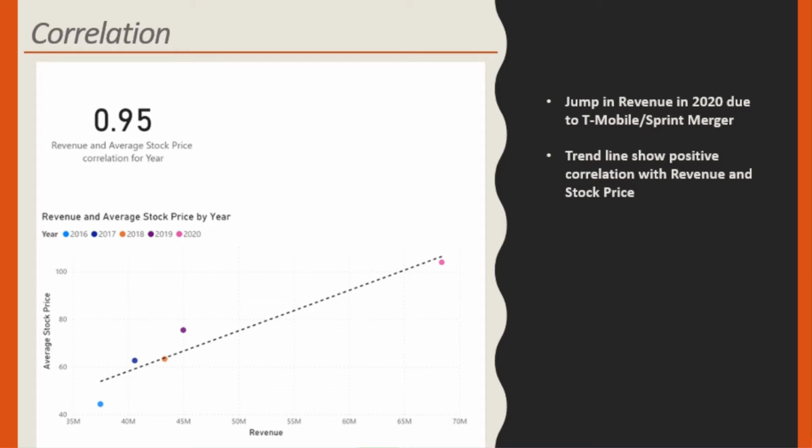This visual on the left-hand side was done in Power BI. Using a quick measure statistic, you can calculate correlation. You can see a strong correlation here between the average stock price, which was calculated for the years 2016 through 2020, versus the revenue on the x-axis, with the dotted trend line showing the positive correlation. It's a strong correlation.